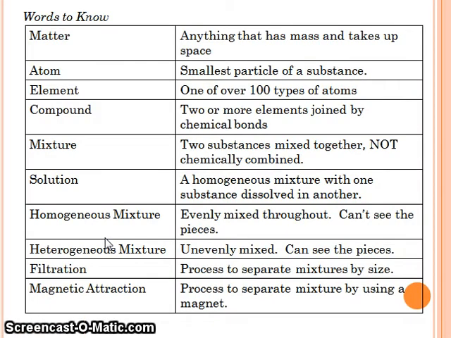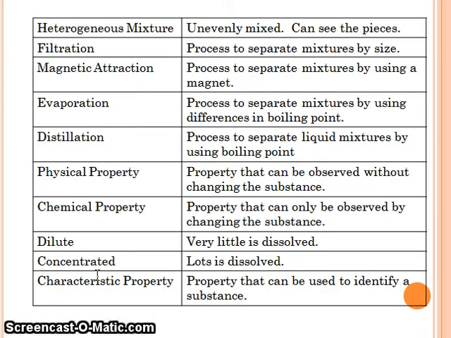First, let's start with the words to know for this unit. Take a moment to pause and write these down in your notes. When you finish with this page, move right along to the next page and write these down as well.